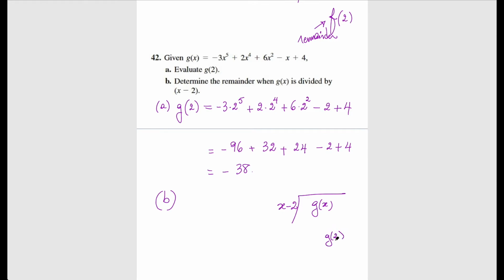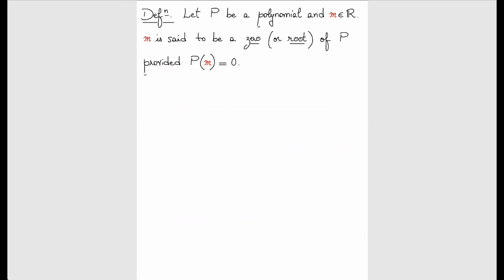And we just found g of 2. We just found the value of g of 2. How much was it? It was negative 38. So this is actually negative 38 without doing the steps in between. So the question, determine the remainder. The remainder is g of 2, which was found in part A. So by part A, this is negative 38. Okay? All right.